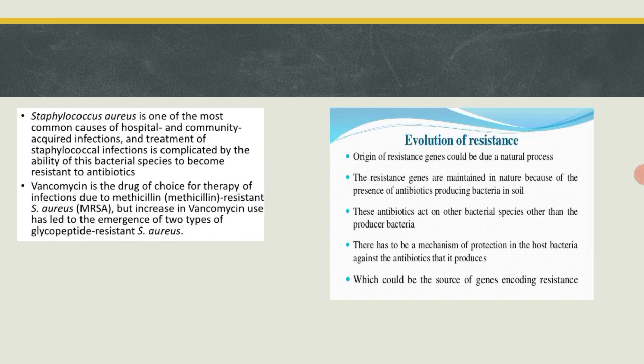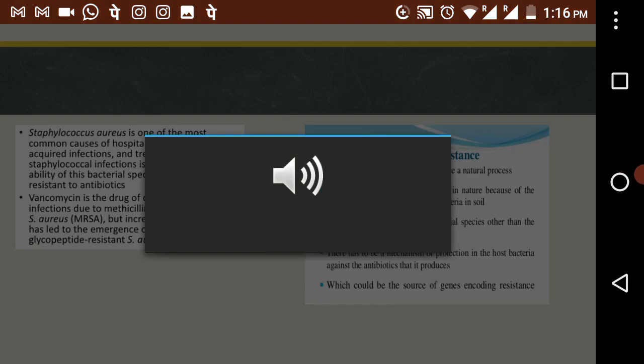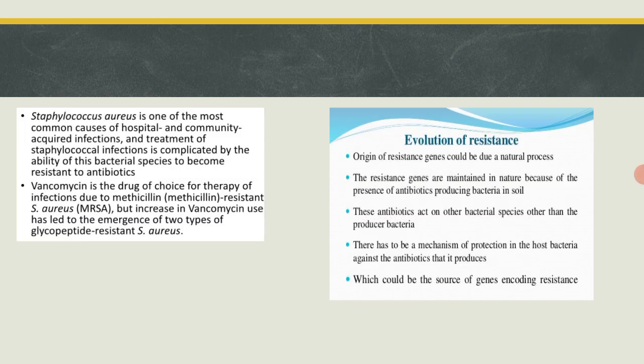Now, vancomycin is the drug of choice for the therapy of infection due to MRSA. As I mentioned, the increase in vancomycin use has led to the emergence of two types of glycopeptide-resistant S. aureus. S. aureus also developed resistance against vancomycin, and therefore it is very difficult to treat infections caused by such MRSA or VRSA strains.